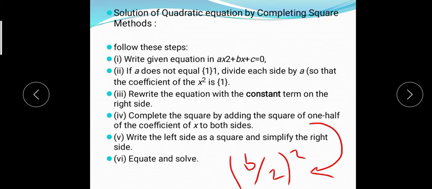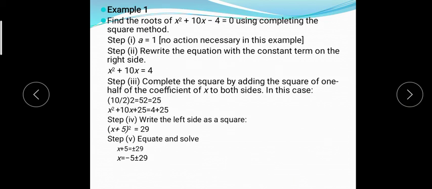Understood, students? This is one method. Another method is also there. See, I am going to explain one example. What is the example? Find the roots of x square plus 10x minus 4 using the completing square method. Step one, a is 1 already, so no need to do anything here. Now rewrite the equation with the constant term on the right side. So x square plus 10x, and this minus 4 I am shifting to the right side.